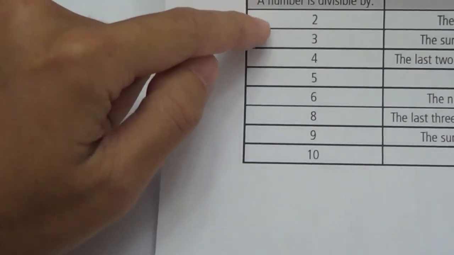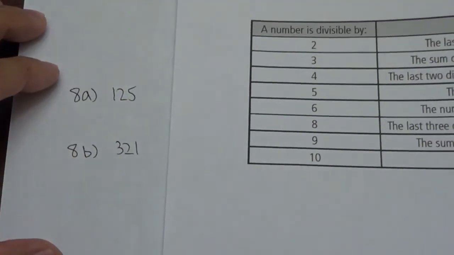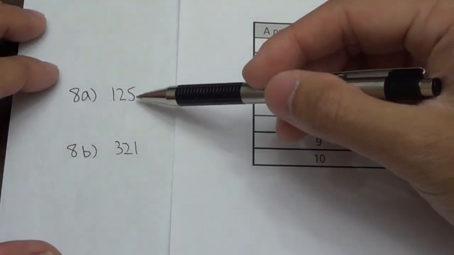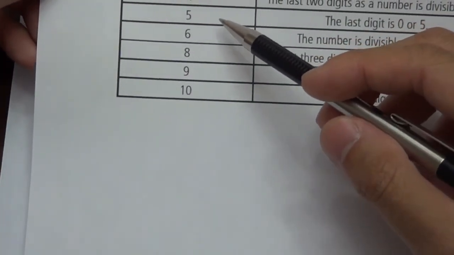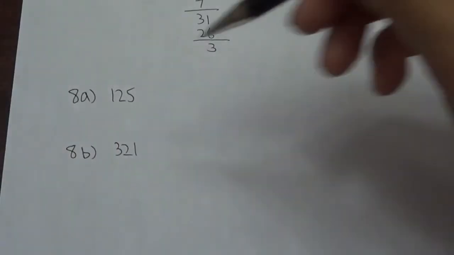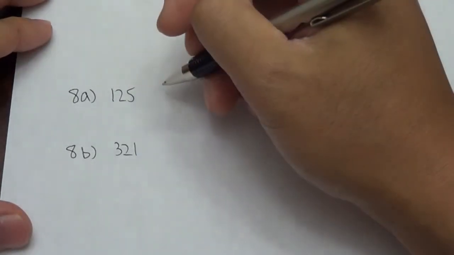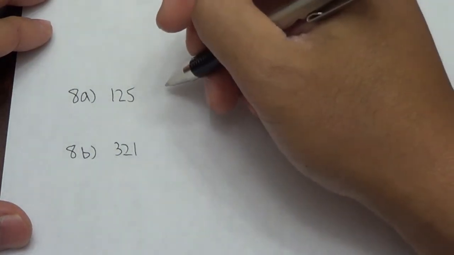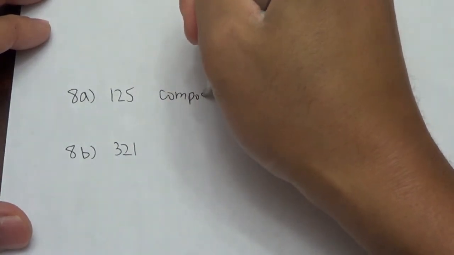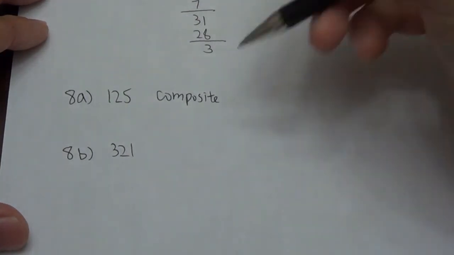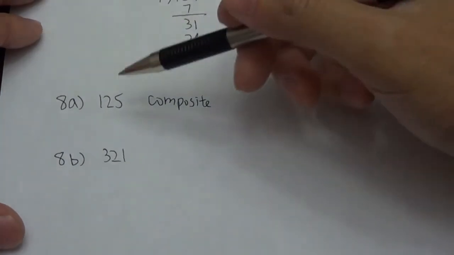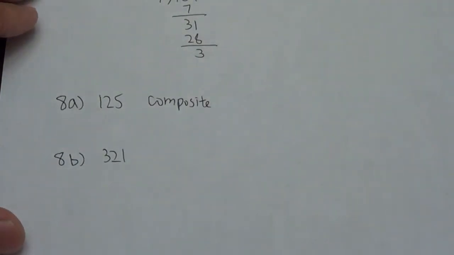You can go down one by one, but at this point, the student should be able to recognize that if the last digit is 5, it is divisible by 5, so I don't have to waste time checking the other ones. If 5 is a possible factor, that automatically means it has more than 2 factors. So this is a composite number, and my reasoning would be it is divisible by 5. You wouldn't even need to find out what multiplied by 5 gives you that number, because that's not what it's asking for. It's just asking if it's prime or composite.